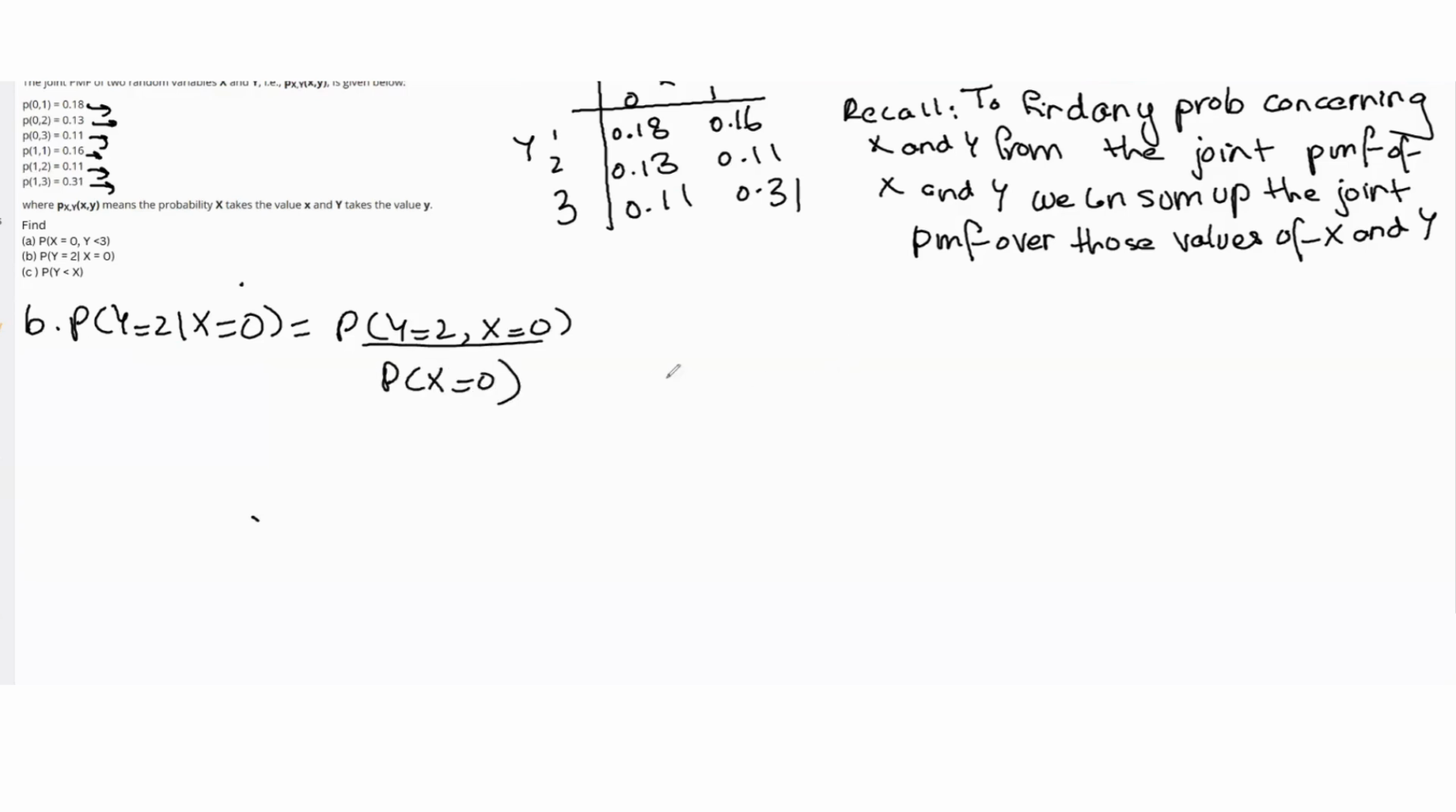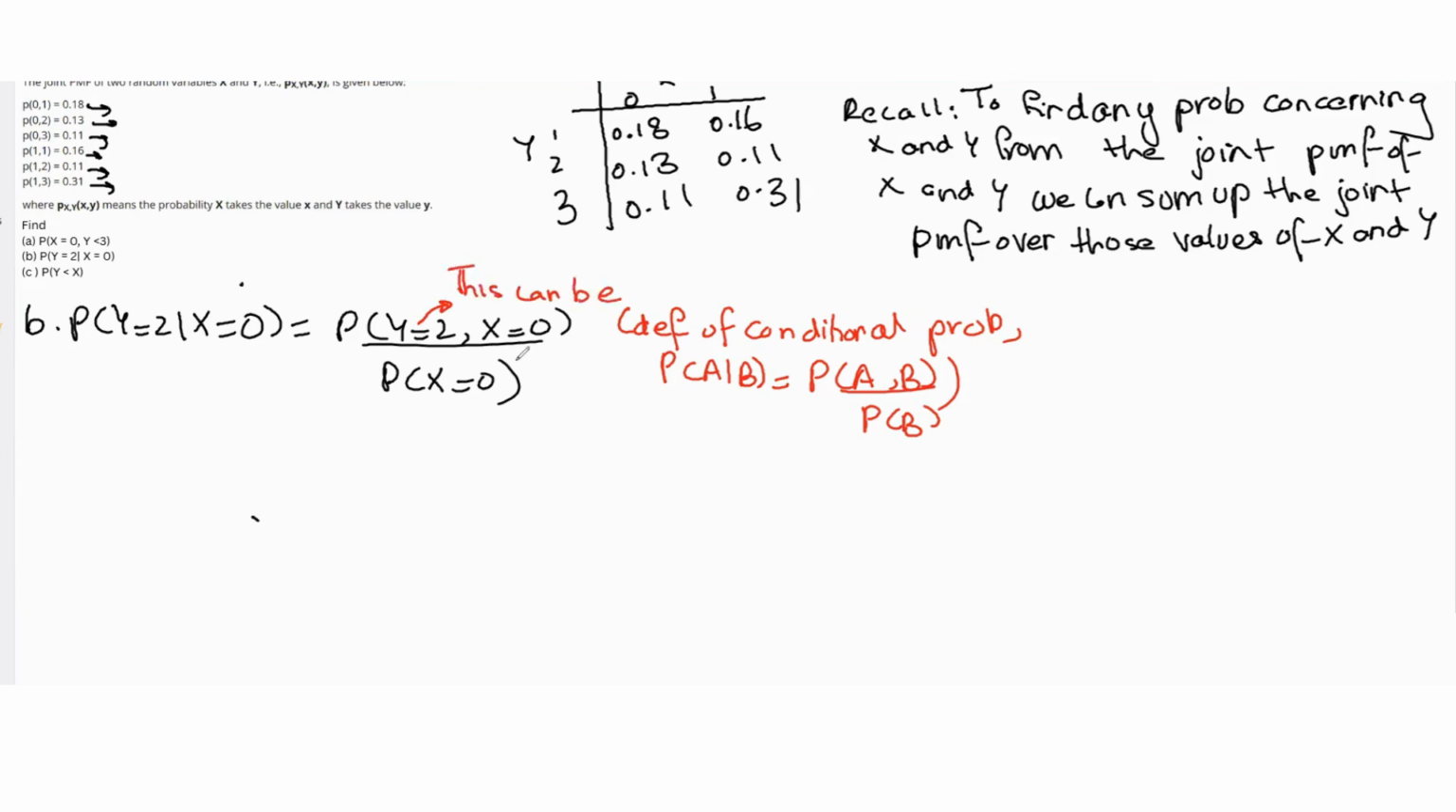So here we just applied the definition of conditional probability, which is: the probability of A given B is the probability of A and B divided by the probability of B. Now this can be directly read from the joint PMF of x and y, because the joint PMF gives us probabilities in the form that x takes the value x and y takes the value y. So the numerator can be directly read from the joint PMF of x and y.